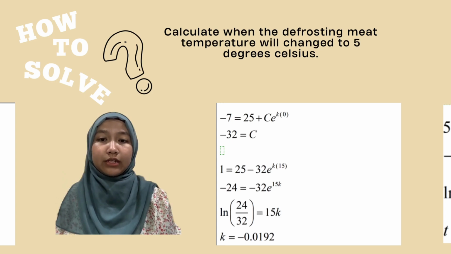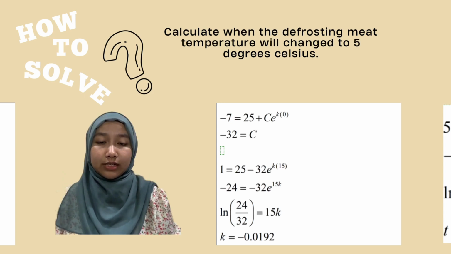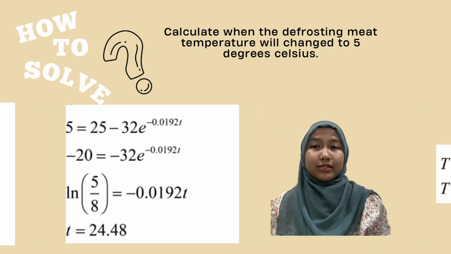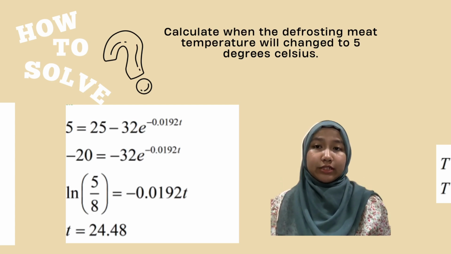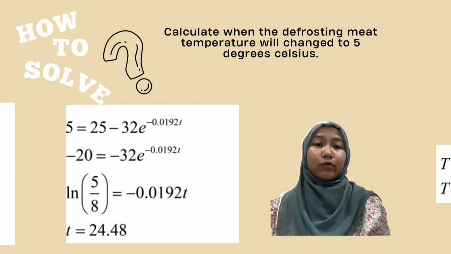Now, to complete the equation, we need to find the value of k by using the second condition, which is T(15) equals 1. We substitute capital T with 1 and t with 15, and we get k equals -0.0192. Now that we have found both C and k, we can write the new equation as T equals 25 minus 32e^(-0.0192t).